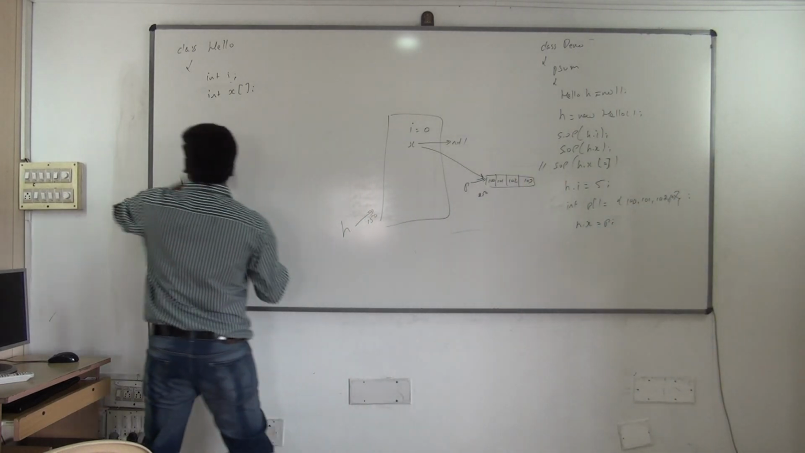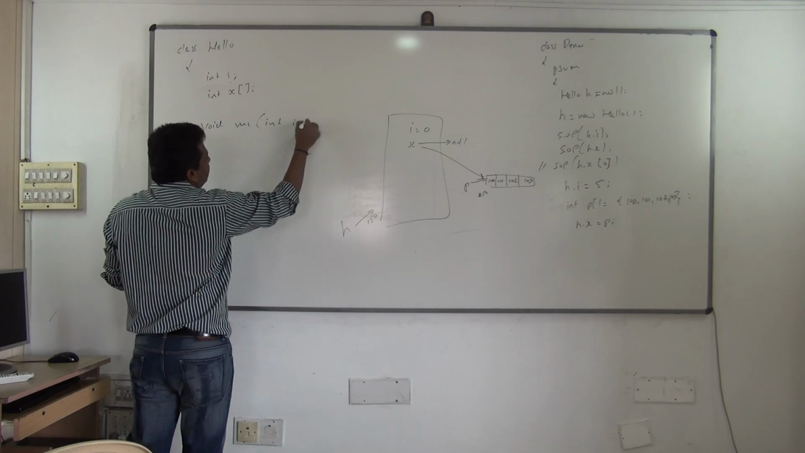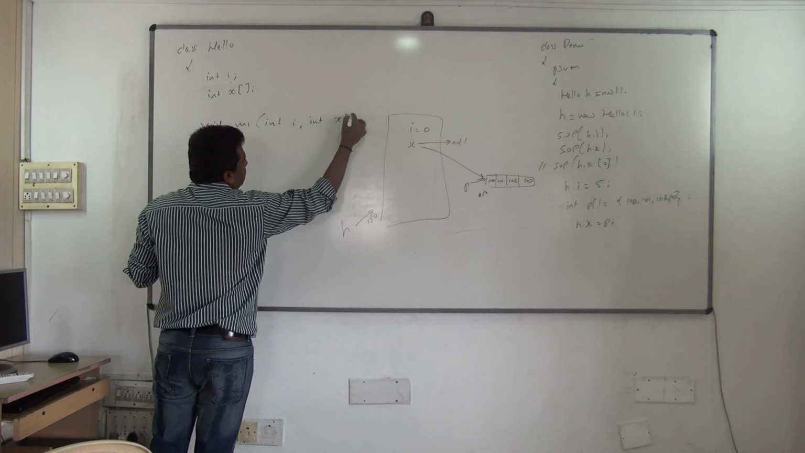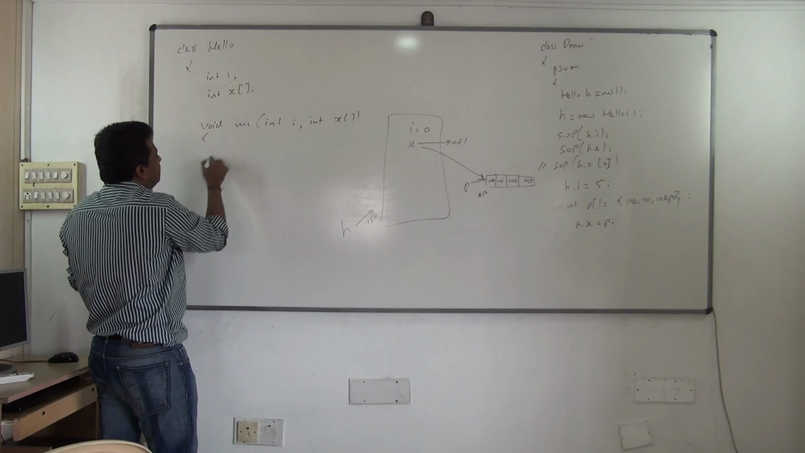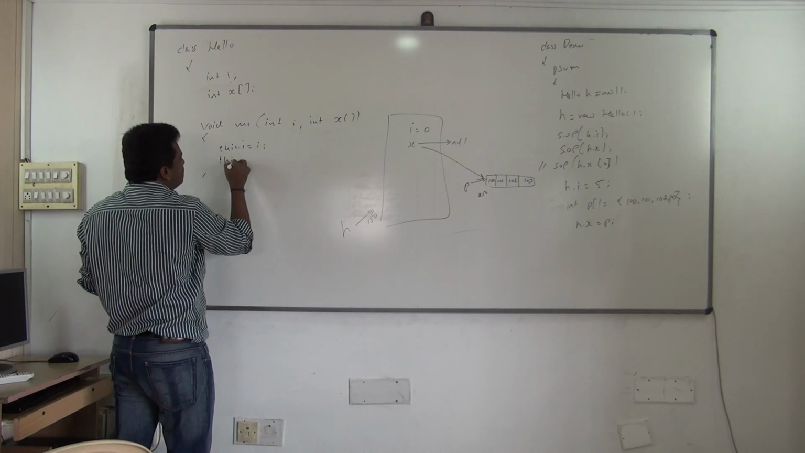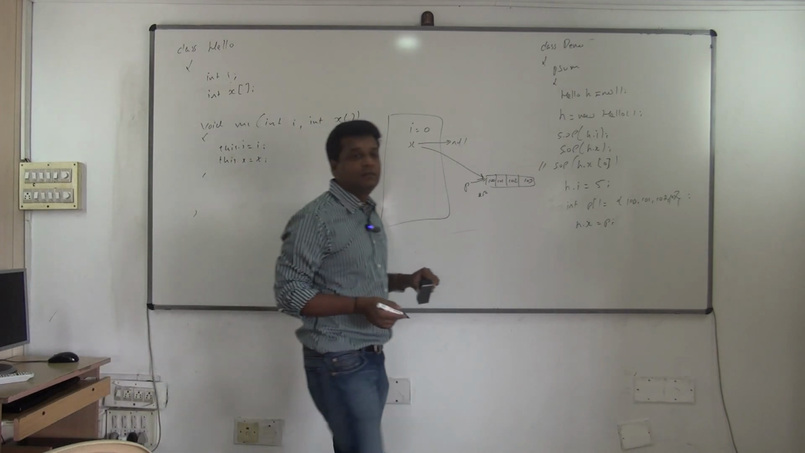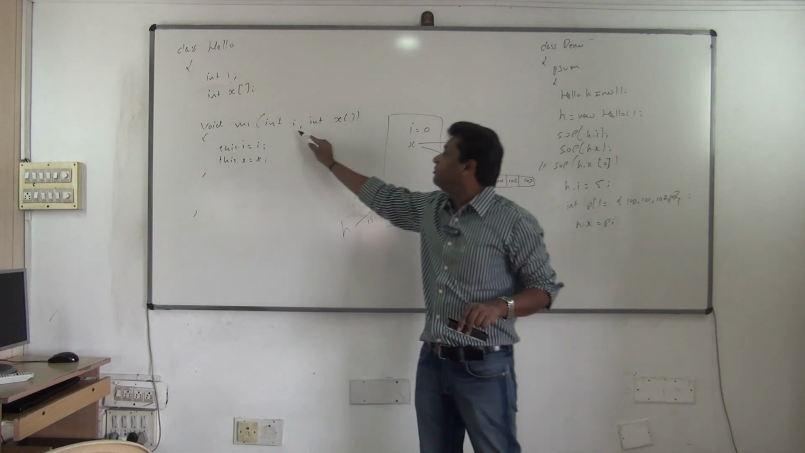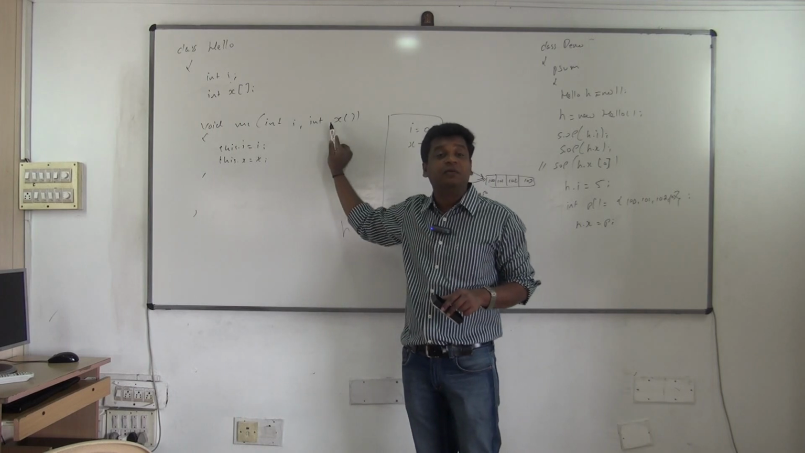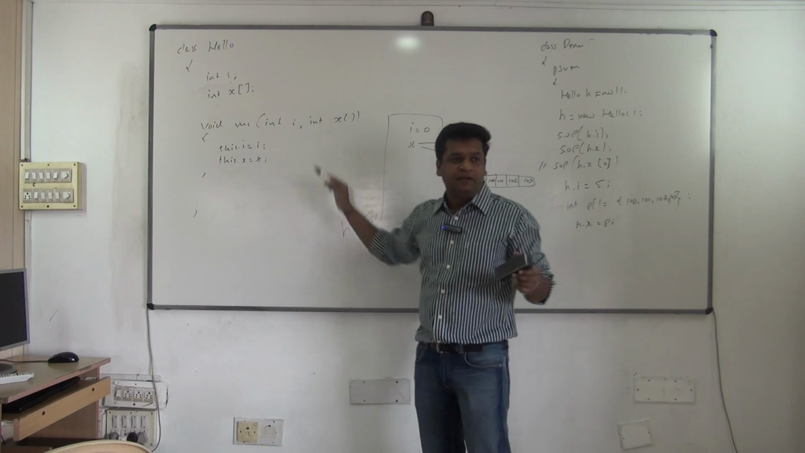Now we'll go with what? Methods. Methods is very much similar. void m1(int i, int[] x) { this.i = i; this.x = x; } valid. So this is a parameter of type int, this is a parameter of type array. Which array? Int array. This is a parameter of type int array.